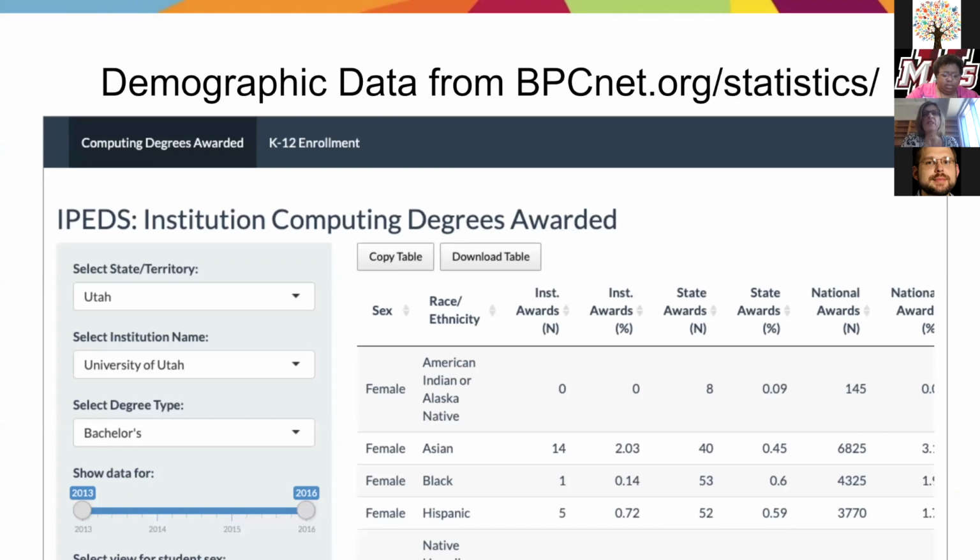So this is from bpcnet.org/statistics. And it is the IPEDS data that's publicly available. You can also see a different tab for K through 12 enrollment. So this is IPEDS data for University of Utah, and it is the computing degrees that have been awarded. And the way that we ask for this data, it's shown by gender and by ethnicity. And so you can see how many degrees went to these various different groups. And I'm going to show you some other data that fits better on a slide, but this is a valuable resource from BPC now, particularly for those people who don't have access to their institutional data.